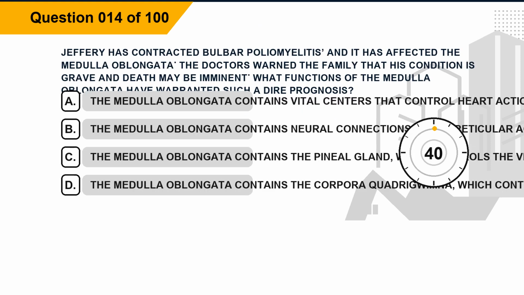Question 14. Jeffrey has contracted bulbar poliomyelitis, and it has affected the medulla oblongata. The doctors warn the family that his condition is grave and death may be imminent. What functions of the medulla oblongata have warranted such a dire prognosis?